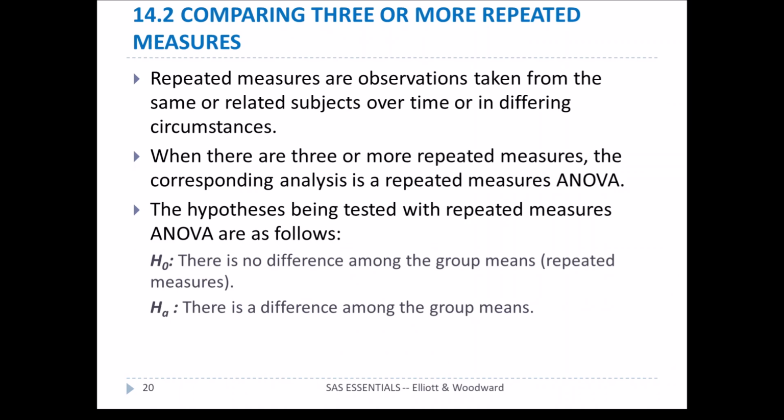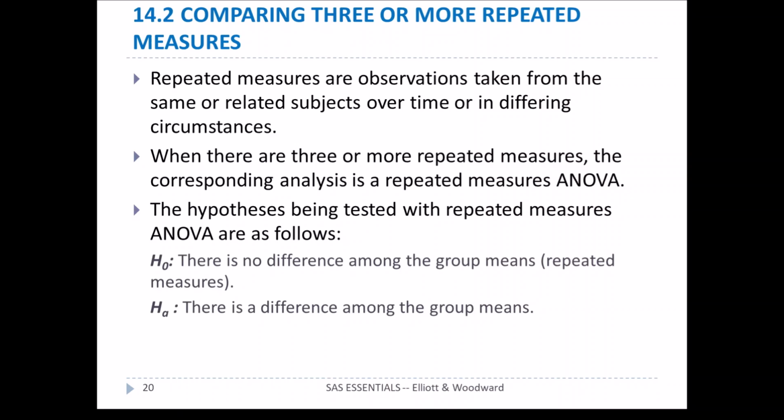All right, let's look at section 4.2, comparing 3 or more repeated measures. Previously, we've been looking at groups where we had the 3 groups of medicines, and in each group there were different people. So that was called an independent group comparison. Whereas a repeated measure comparison, we take one person and we observe them over time or in different circumstances. And so that's what a repeated measure is.